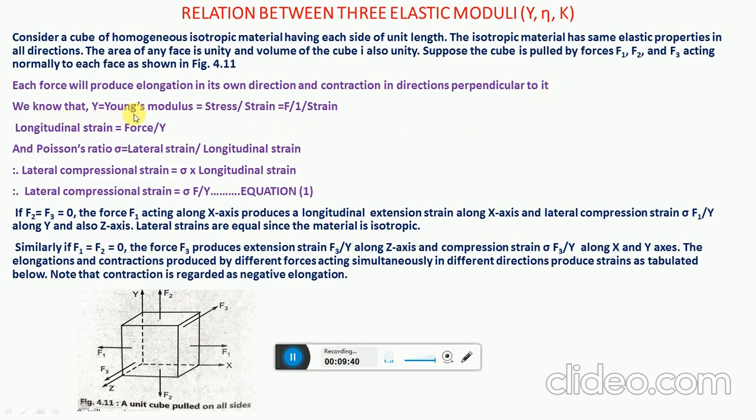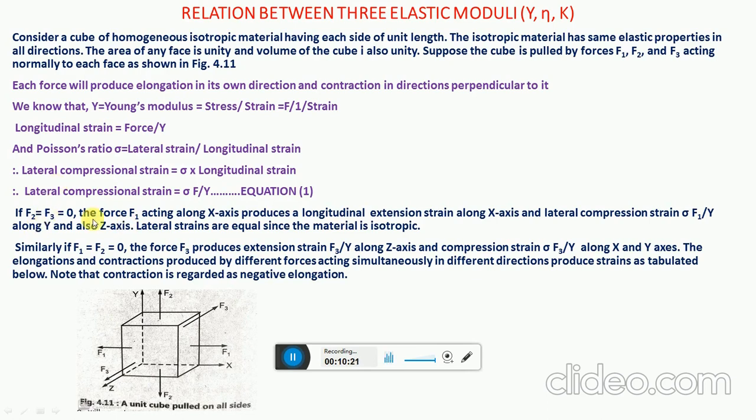We know that Young's modulus is given by stress upon strain, and here in this case F upon 1, because unit length L is equal to 1, divided by strain. Therefore longitudinal strain is equal to force upon Y. Similarly, by using the definition of Poisson's ratio, sigma is equal to lateral strain divided by longitudinal strain. Therefore, lateral compression strain is equal to sigma into longitudinal strain. Putting the values here, lateral compressional strain is given by sigma F upon Y, say equation number 1.